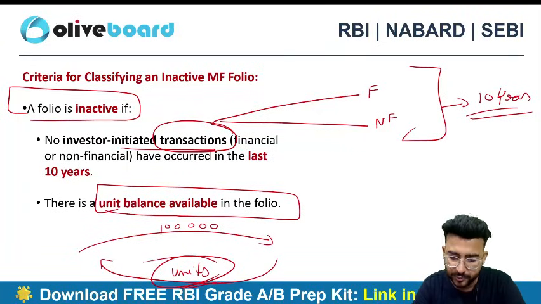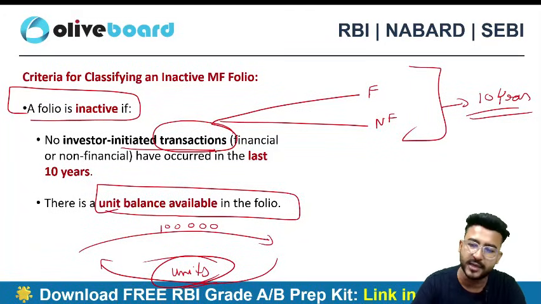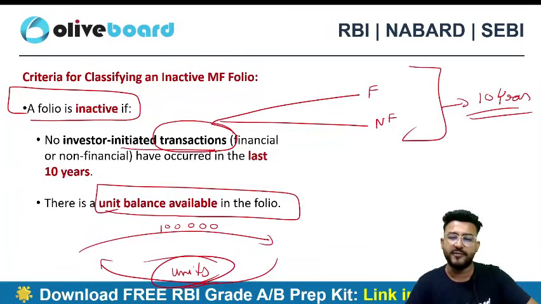So what we need to know here is the purpose of the Mitra application, then the full form of the Mitra platform. After that, the definition of inactivity. What is the definition of inactivity? 10 years. It can be a financial transaction, it can be a non-financial transaction as well, and there must be some units. It's not that you have already sold your units and still go claiming you have units. No, you have a zero balance in units if you have already sold them.